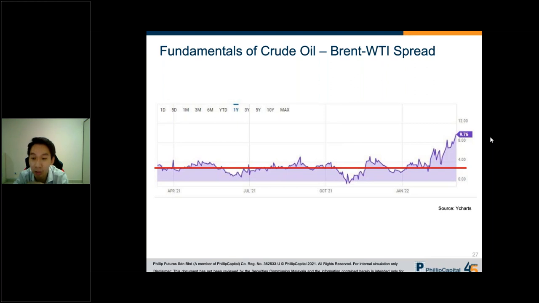But due to this Russian war breakout, you can see the Brent and WTI spread premium has already widened. Now it's widening to $9. So if you are an arbitrager or a trader who wants to leverage on this.